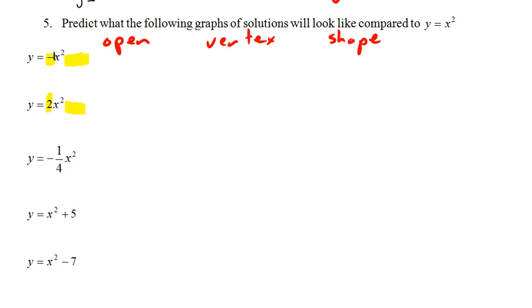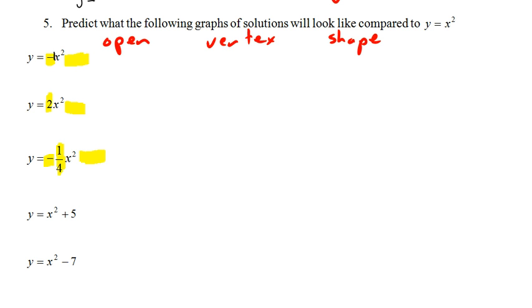Alright, number 3. We're going to be opening down because we have a negative in front of the x squared. Vertex is still 0, 0 because there's nothing over here. And this time we're going to be compressed vertically by a factor of a quarter.